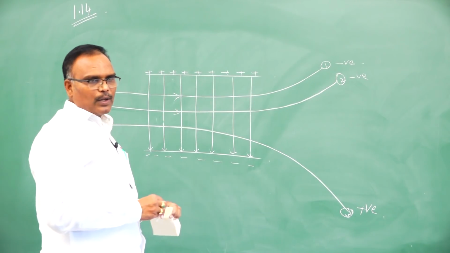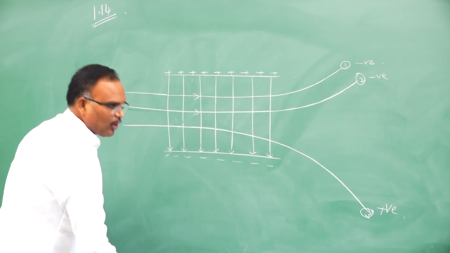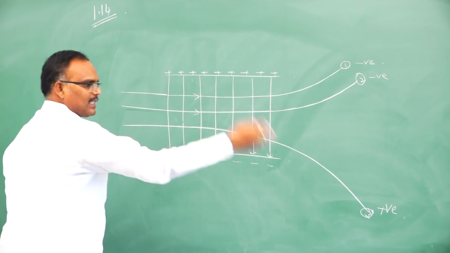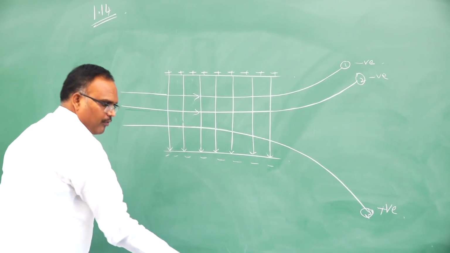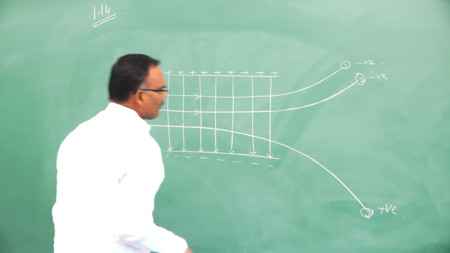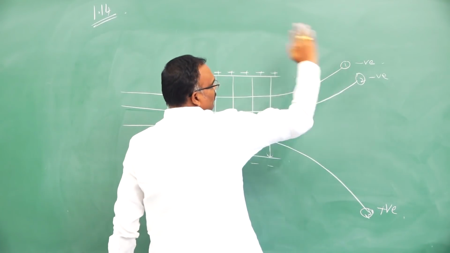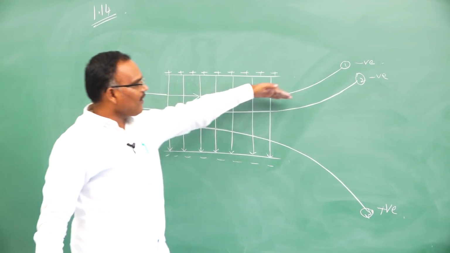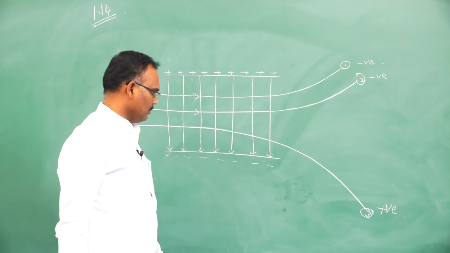See, in the case of a projectile, the gravitational force is acting downward, but if you throw a particle horizontally, it traces a path like this. The particle moves in the direction of force in a parabolic path. This is also a parabolic path only. This is how they have shown. By seeing the direction of deflection, I have confirmed the nature of the charge.